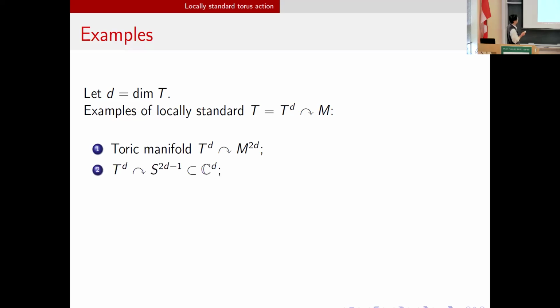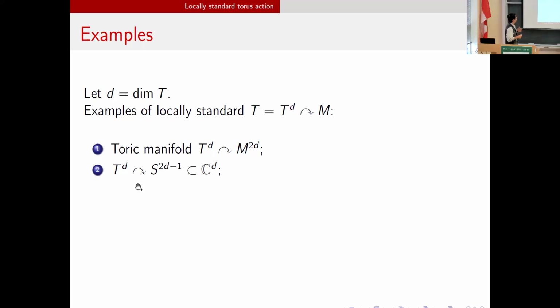And there is, of course, another kind of example. This is a very basic case of the moment angle manifold. So it's an odd dimension sphere in C^d. And now C^d has a T^d action. This may not be a standard action, but there is a representation isomorphic to the standard action. Then this T^d acts on this C^d. This is one of the examples of the local standard action.